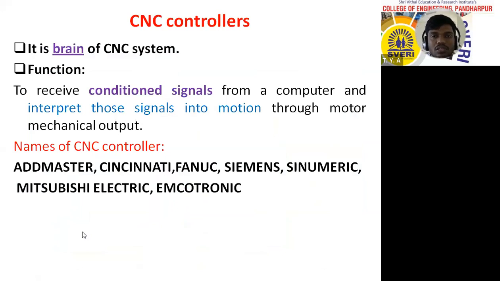Which controllers are there? You can see here below the names of the CNC controllers like Admaster, Cinematic, Fanuc, Siemens, Cinemeric, Mitsubishi Electric, and Ecotronic. So these are some examples of CNC controllers. Now in our industry, Fanuc and Siemens systems are used widely. Okay, and in our workshop also we are using the Siemens system.